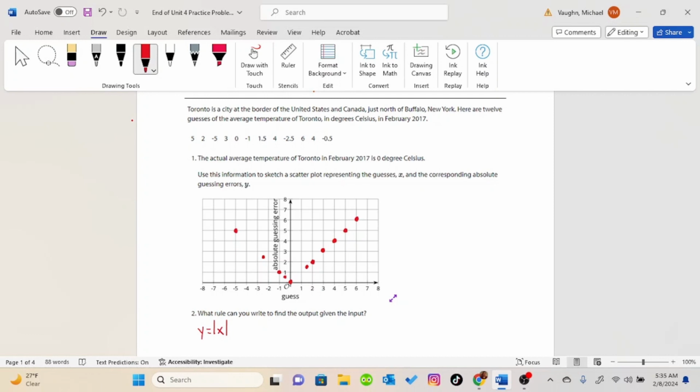So you can see all of our points, such as 2 is 2, 4 is 4, 6 is 6. And then we took all of our negative guesses and just made them positive. So -1 becomes 1, -5 becomes 5, and so on. So the actual rule we would use is that y equals the absolute value of x.